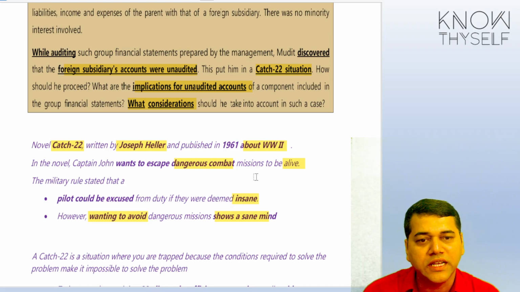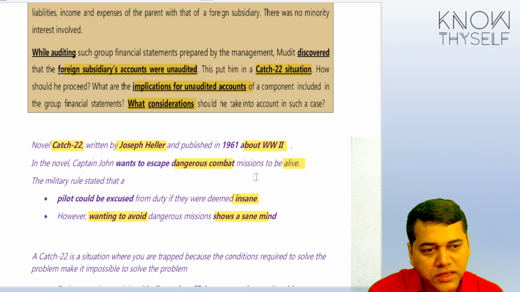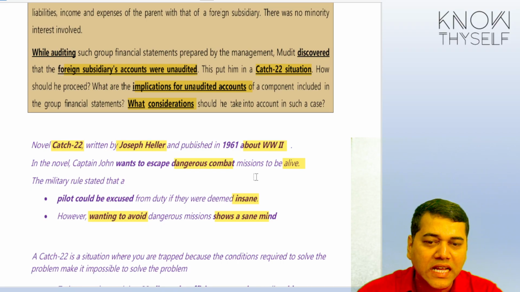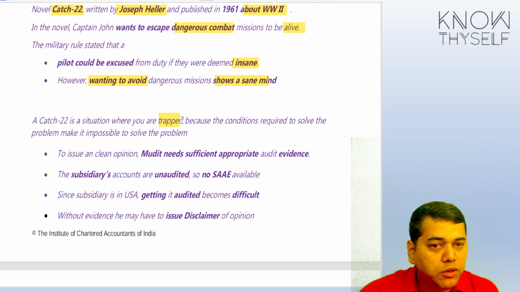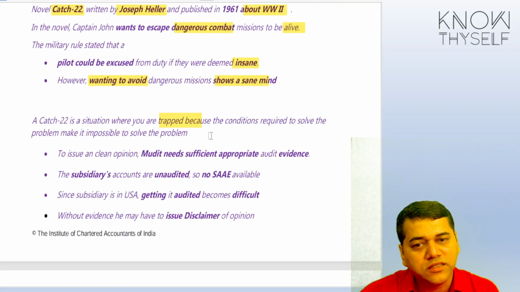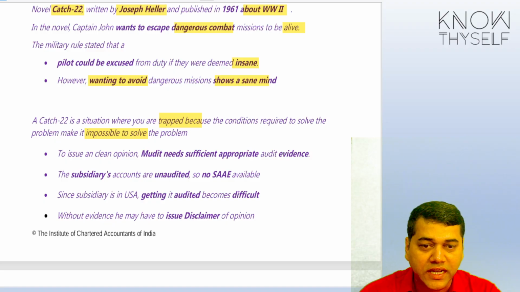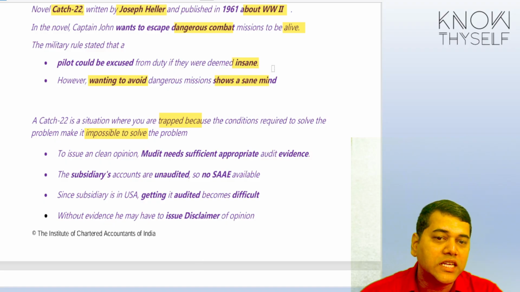Now, catch 22 is something very difficult to do. It is contradicting. If you want to do one thing, the other thing should happen first, and for the other thing, the first thing should happen. So it is like you are trapped in a problem, and the conditions required to solve the problem make it impossible to solve. That's why they call it a catch 22. Now, what was the catch 22 problem here?